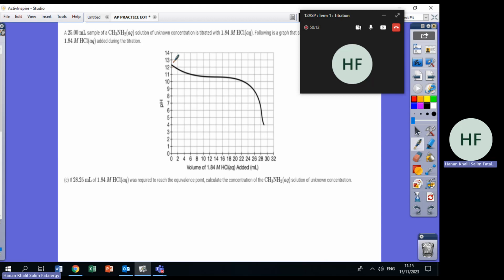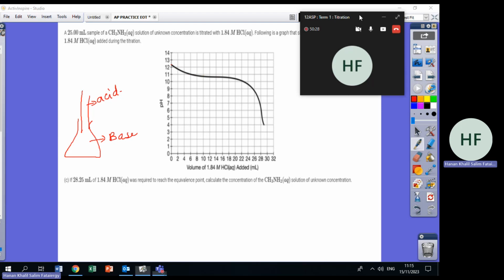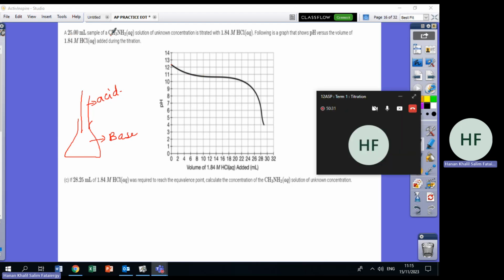Okay, now the next question. This is a question of a different type, because we start from the base and go down to the acid. We start at 12. This means that this is a base, and this is an acid. It is clear that the base is weak because it starts with a curve. Now we have a sample of volume 25 milliliters. The acid is HCl, and HCl is a strong acid. The molarity of acid is equal to 1.84 molar. Again I will repeat: when you write molarity, write A or B next to it to know whether it is acid or base.